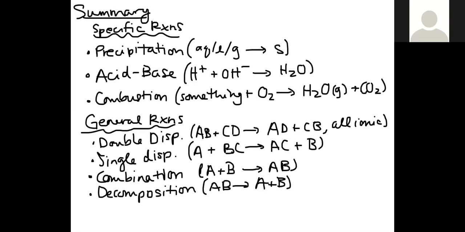But these can overlap. You can have acid bases that are precipitation, and you can have some from both. You can have reaction types from both general and specific. You can have a double displacement that's precipitation. You can have a single displacement that's precipitation. You can have combination and decomposition that are precipitation. Any questions? You need to be able to identify all of these.